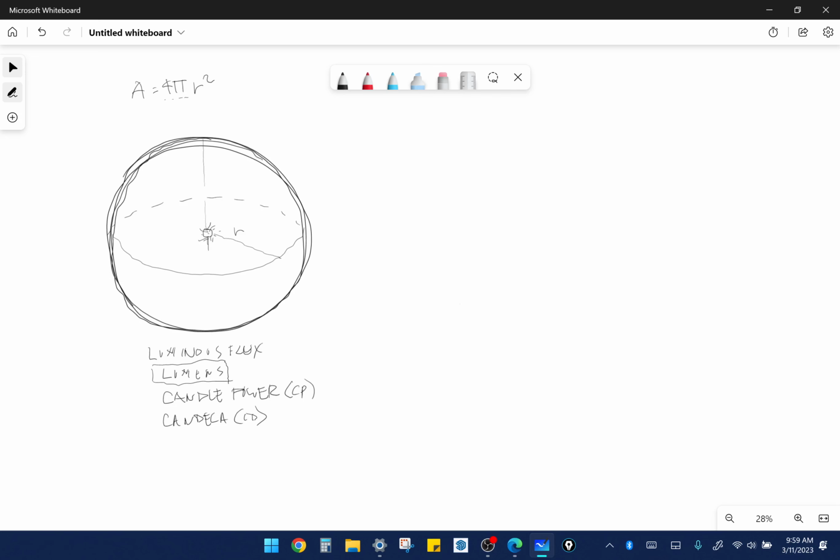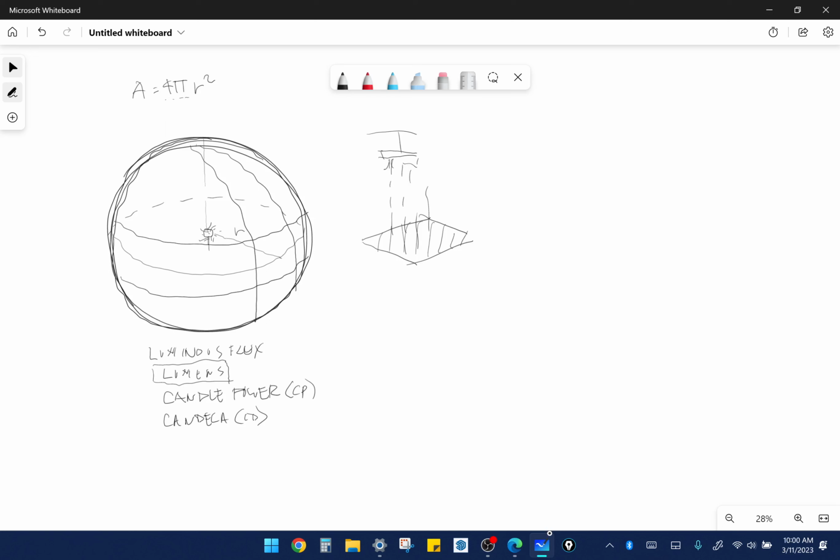But what we're more interested in now is if we have a light up here that's putting out light, here's our ceiling. We want to know how much light is hitting a surface down below. All right? So we want to know how much light is hitting this surface. So we need to know how much light is hitting a specific area on our sphere.